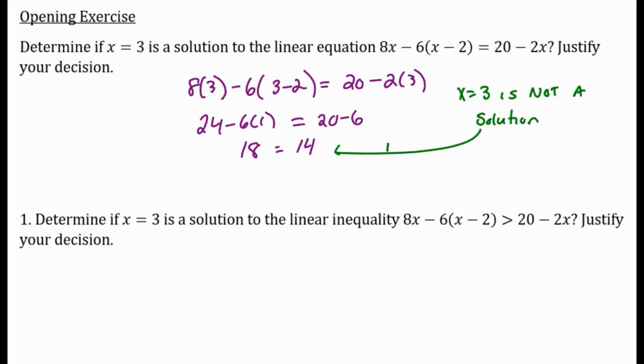Why? This is a false statement. That is not true. So to check if something's a solution to an equation, remember, all we have to do is plug in that value. Now I ask you to determine if x equals 3 is a solution to this linear inequality.